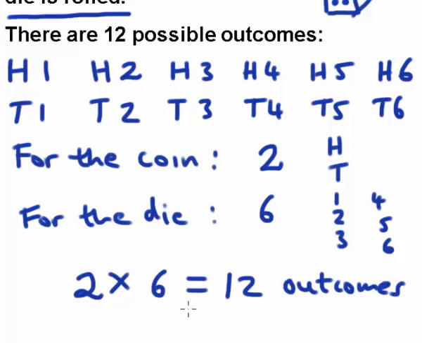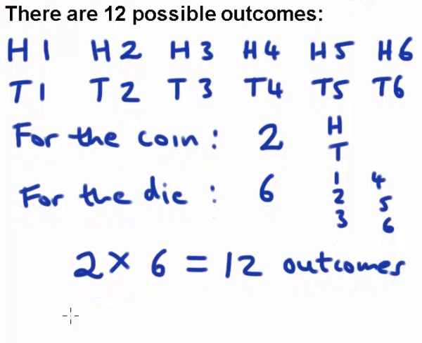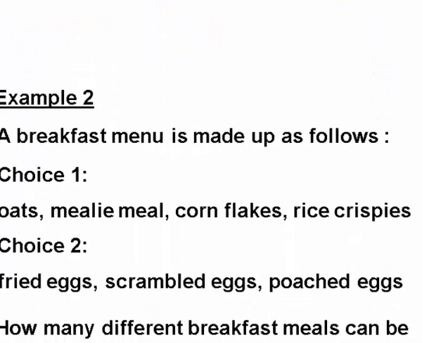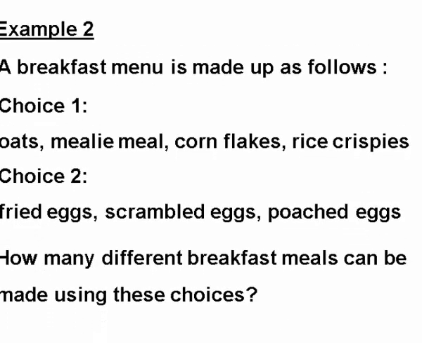So there's 2 possible outcomes for the coin, which is heads and tails, and there's 6 possible outcomes for the die, which is 1, 2, 3, 4, 5, and 6. Okay, so that's where they talk m times n, and that is what we call the counting principle. Now, if you're still not sure, let's have a look at a second example. I'll show you how easy this is.